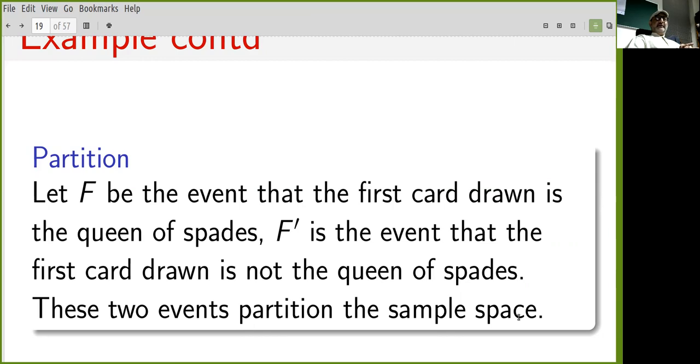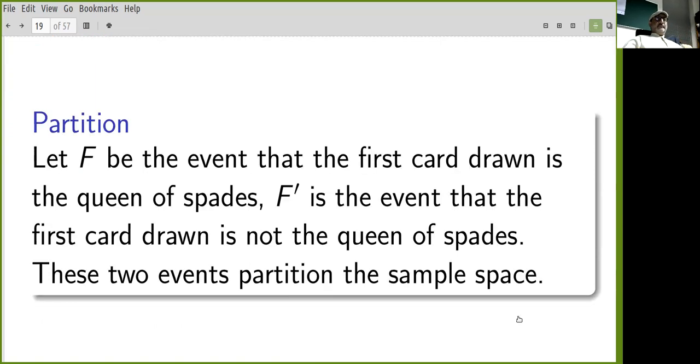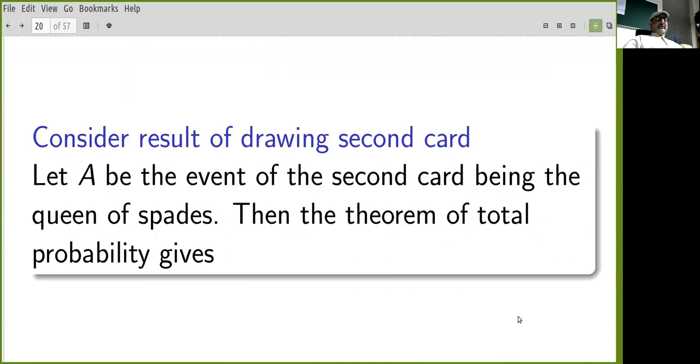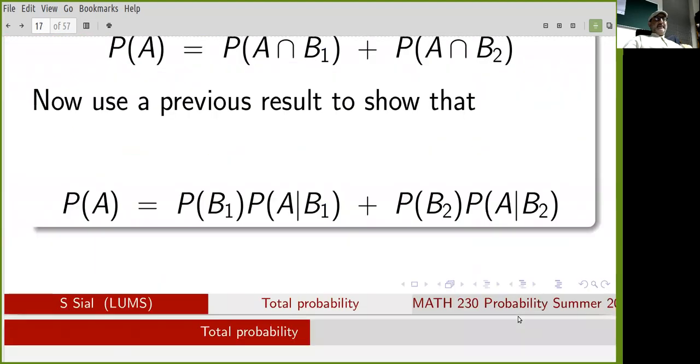And the sample space, well, it's either the Queen of Spades or it's not the Queen of Spades, right? All events will have either this criteria or the other criteria, but they will all fall into it. The element of any other event falls into F, or it falls into F complement. Okay, so these two events partition the sample space. Now, let's say that A is the event of the second card being the Queen of Spades. Then the theorem of total probability, that's this theorem over here.